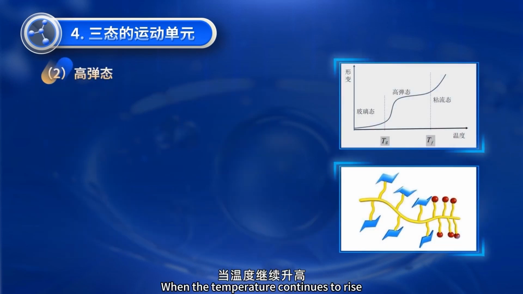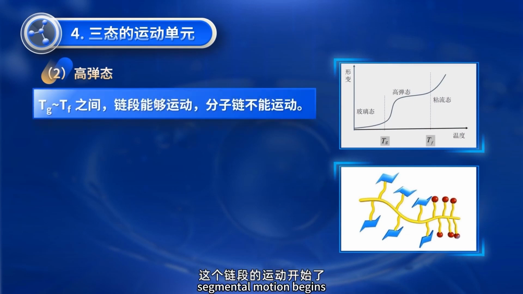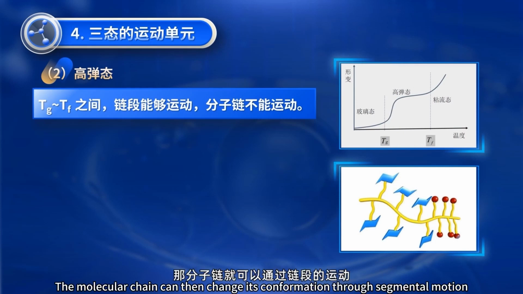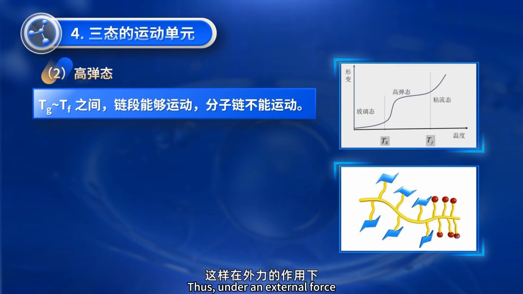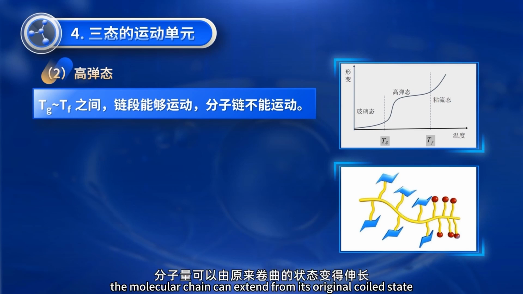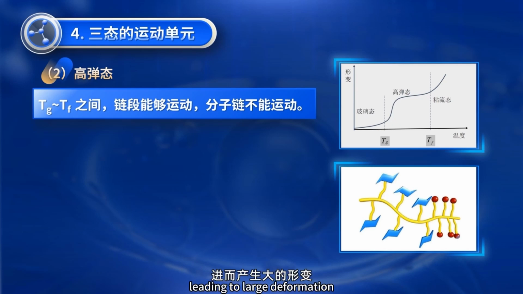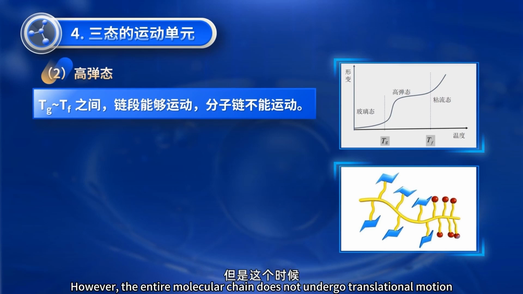When the temperature continues to rise and exceeds Tg, segmental motion begins, and chain segments become mobile. The molecular chain can then change its conformation through segmental motion. Segmental motion will produce significant deformation. Thus, under an external force, the molecular chain can extend from its original coiled state, leading to large deformation. However, the entire molecular chain does not undergo translational motion.